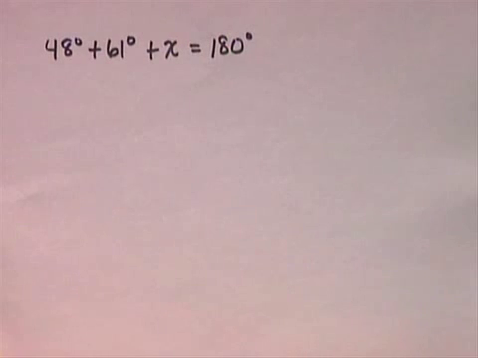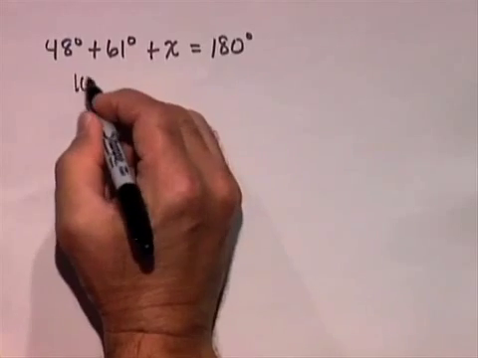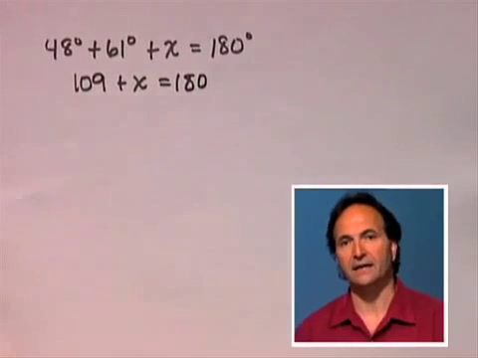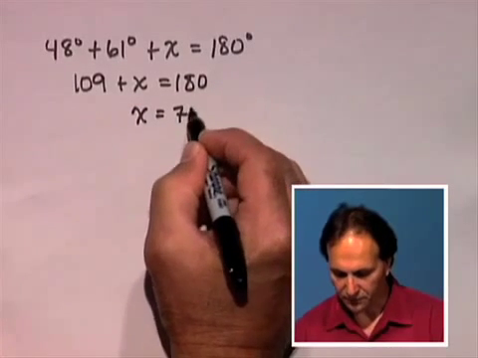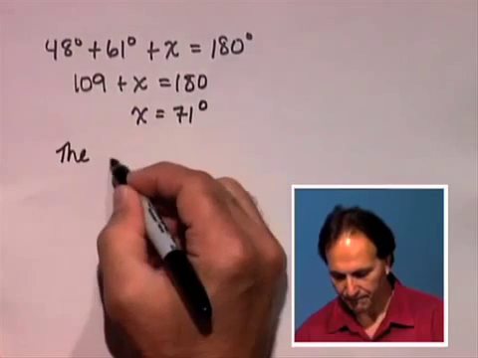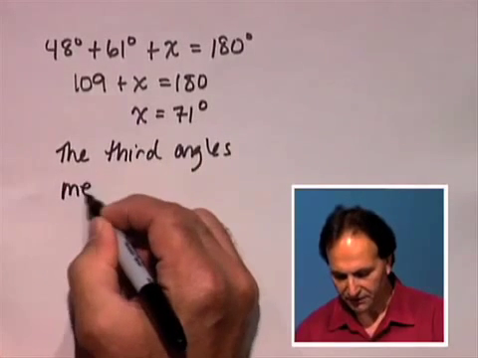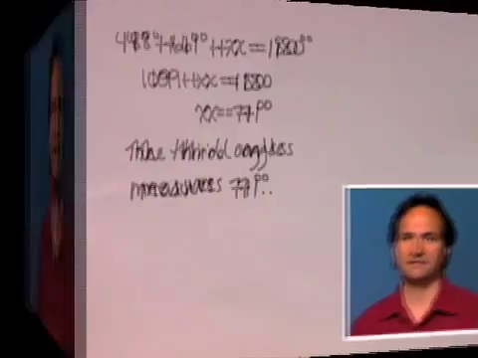So what we have then is 48 plus the 61 for a total of 109 plus x equals 180. And now subtracting 109 from each side, x is equal to 71, and that is degrees. So therefore, the third angle measures 71 degrees.